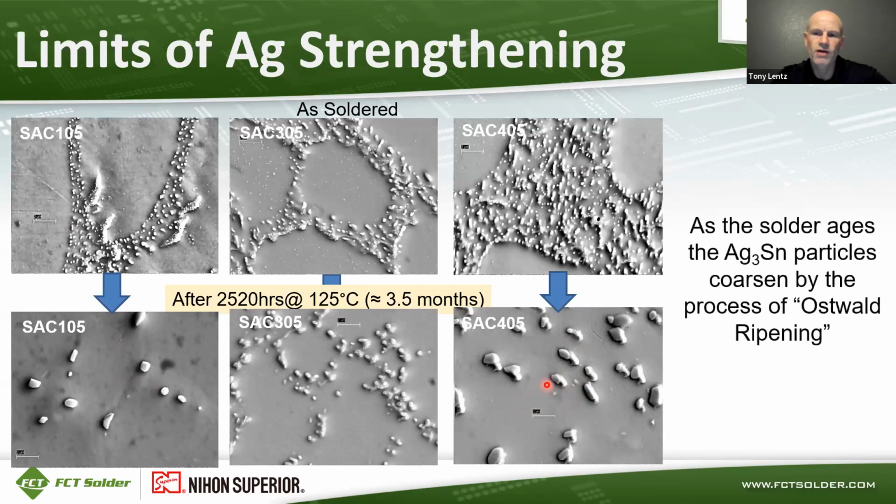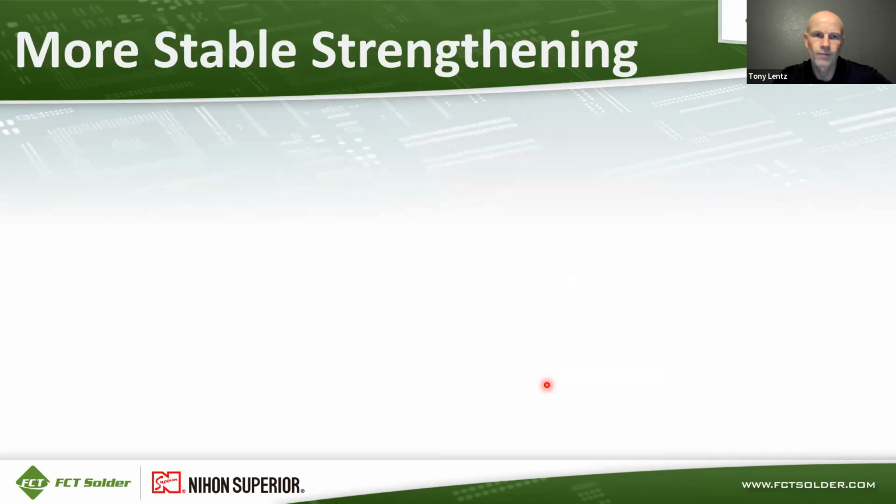So this coarsening process is called Ostwald ripening, and that causes the silver strengthening in these solder alloys to lose effectiveness over time. So that's the reason why silver loses its effectiveness as you go to wider temperature ranges and longer dwell times in aging tests. So we're looking for a more stable strengthening effect for high reliability solders.